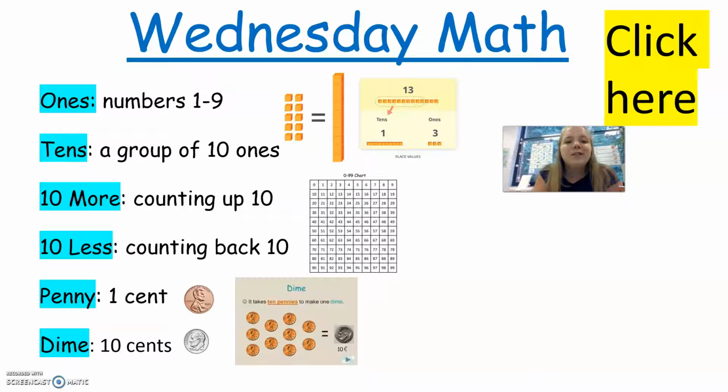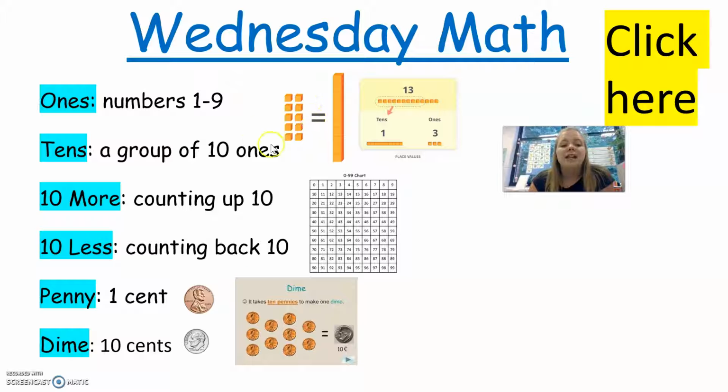Hey everybody, so today in math we're going to again begin with our vocabulary words. Our vocabulary words are the same as yesterday's, okay? So remember, ones is number 1 through 9, so here's how we can show ones, or we can do little circles if we're drawing ones. Tens is a group of 10 ones. We show those with our base 10 rods, or if we're drawing we can do straight down lines, okay?